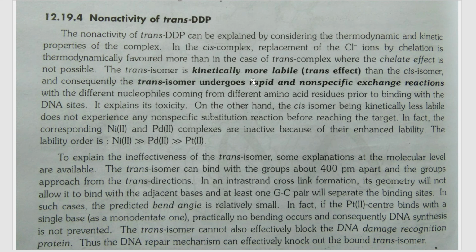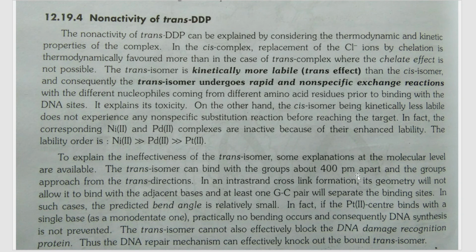But in case of cis, what happens? Trans can be exchanged because it is highly labile in nature, more labile. It can be quickly replaced by any other nucleophile, and that's why it is more toxic in nature, whereas cis is less labile in nature. That is the reason it will not be exchanged by any other nucleophile. Substitution is seen only by the target molecule. So the trans form is not used.